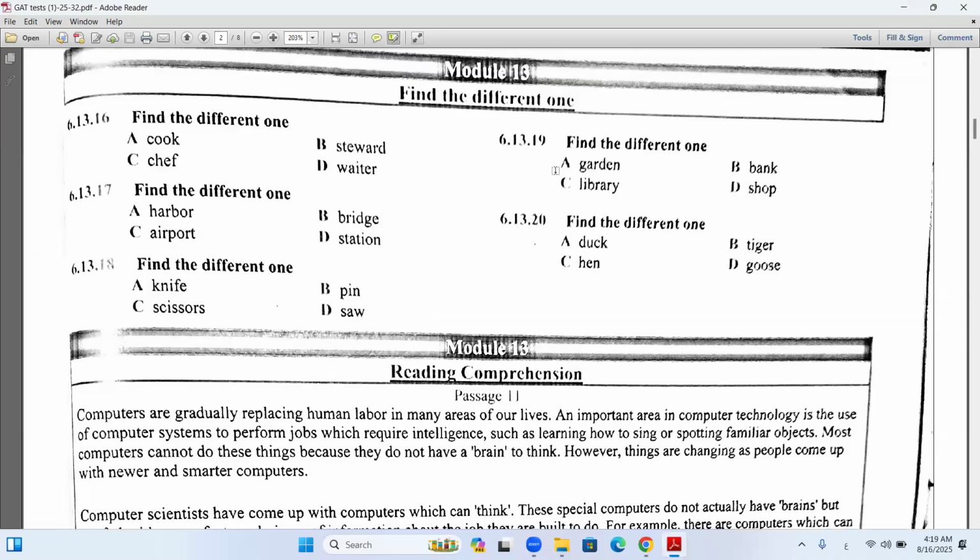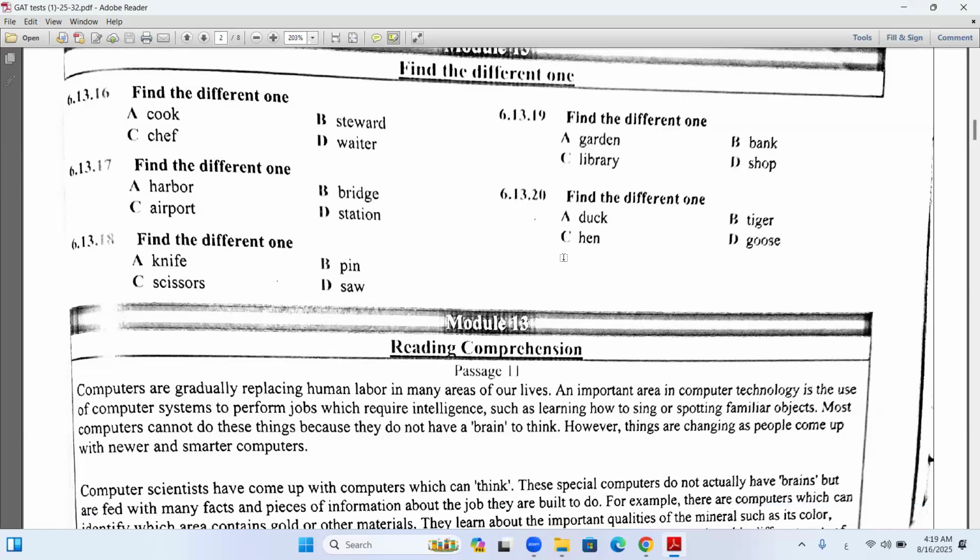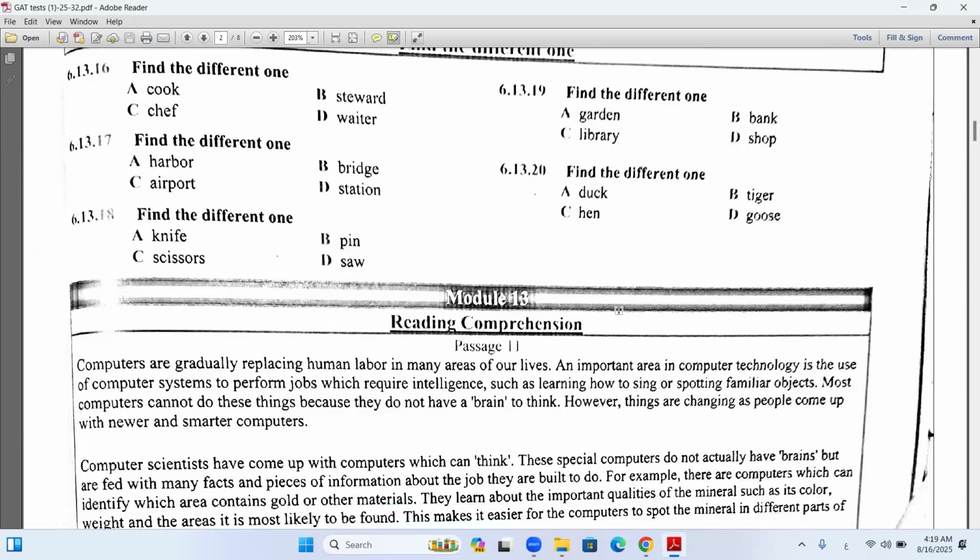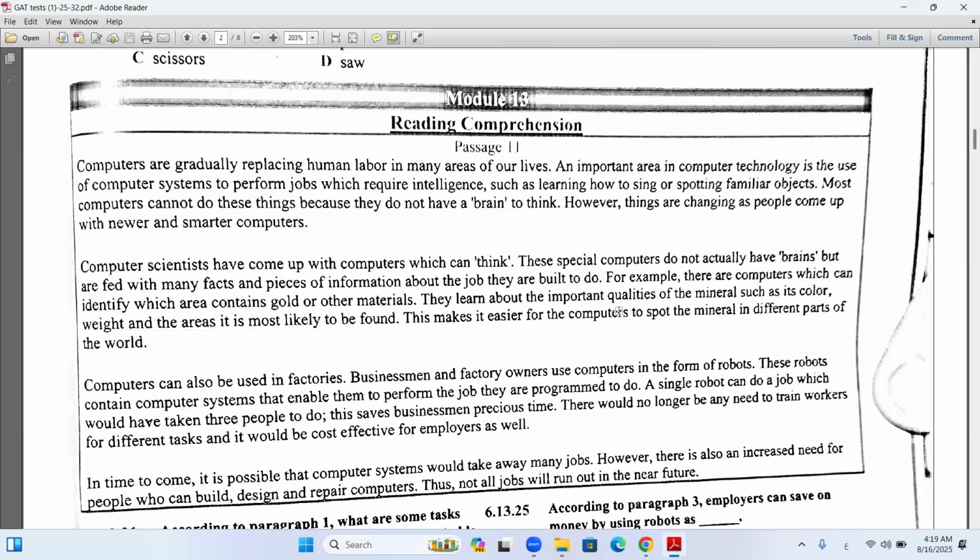19? 19, I chose A. Garden. Yeah, a garden. Perfect. Library, bank, shop here don't have plants. They're places, but here garden is different. So natural, green. 20? 20, I chose B. Tiger. Perfect. Tiger is a wild animal, but the others are tame animals. Good. That's wonderful.